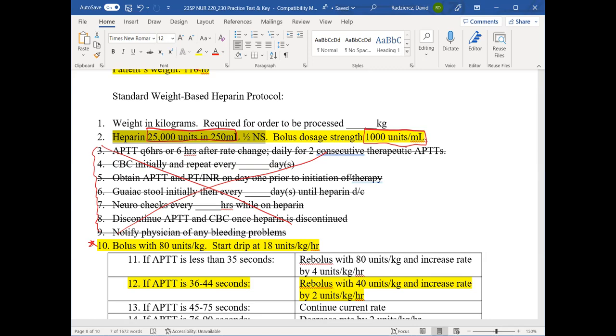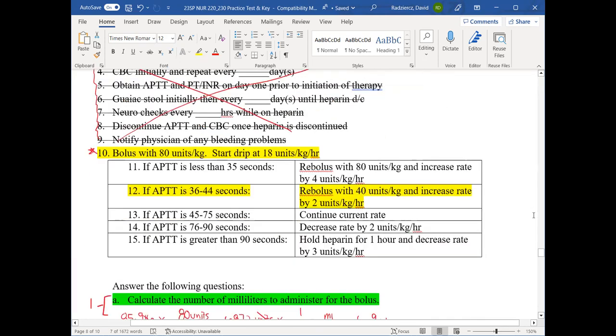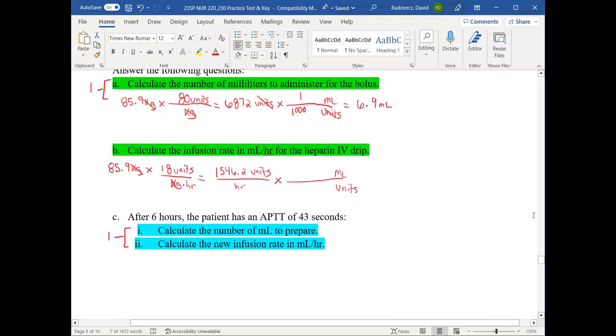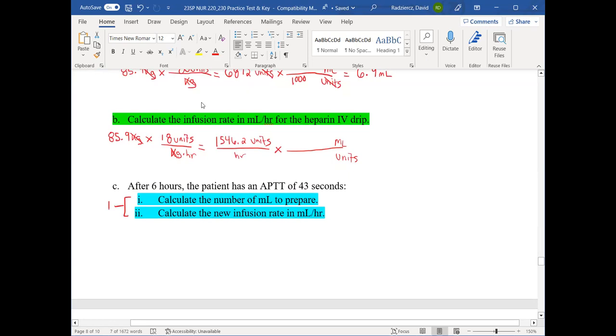The other thing is the bolus dose. We only use bolus dose strength with the bolus dose. We only use the heparin infusion strength with the IV information, which is the 25,000 units and 250 ml. So I'm going to take my 25,000 units down here, 250 ml right here. I'm going to multiply 1546.2 times 250 divided by 25,000. I'm going to get an answer of 15.462, so 15.5 milliliters per hour. I just round it up.